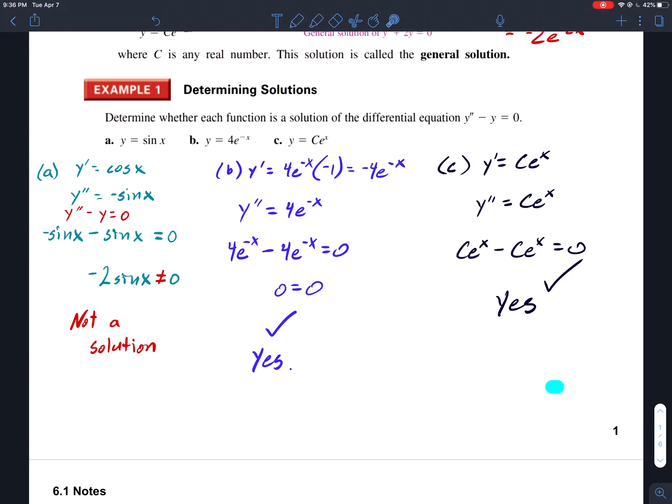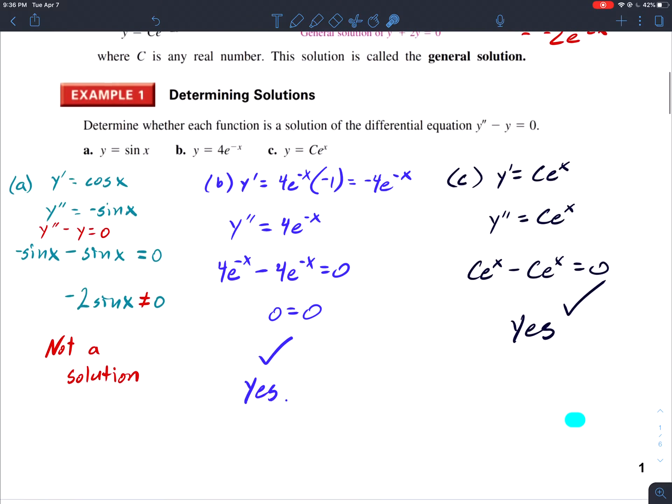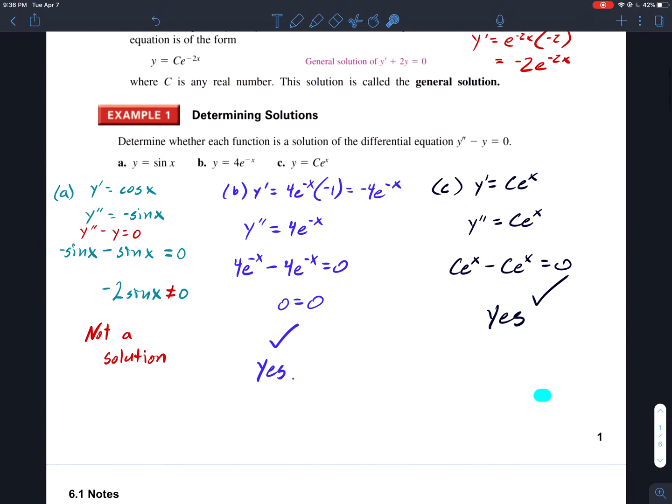All right? So to verify that a function is a solution to a differential equation means to basically just plug it in however appropriate. Some differential equations you don't have a second derivative. You have, like the example we had above, you only have a first derivative here. Some of them, of course, you do have a second derivative and you got to keep going.